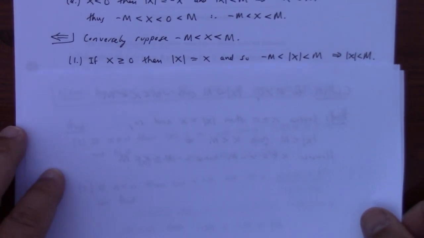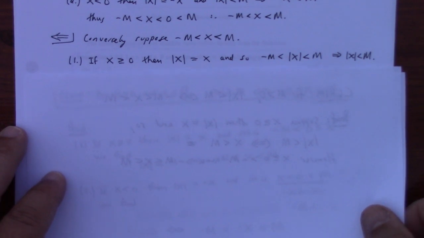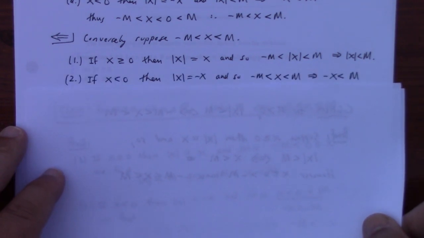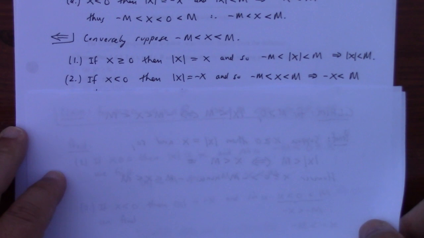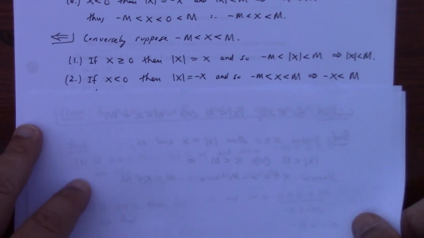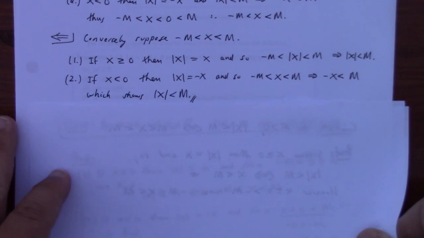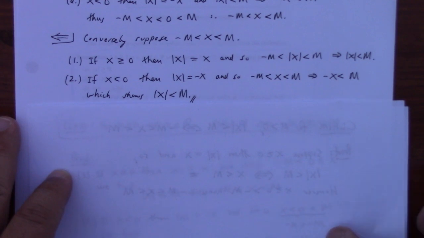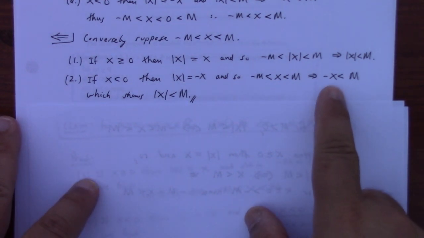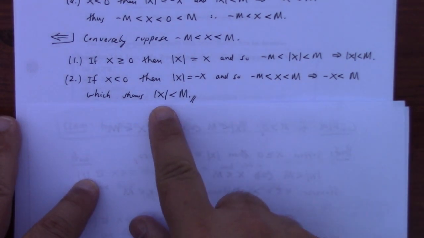So x positive, so we have x non-negative, the argument I just gave you. The other possibility is that x is less than 0. If x is less than 0, then absolute value of x equals minus x. And so minus m less than x less than m implies that minus x is less than m, but that tells you that the absolute value of x is less than m, because I've just changed minus x to absolute value of x.